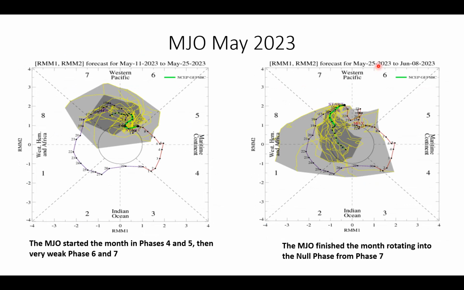Let's take a look at the Madden-Julian Oscillation for May 2023. Over here on the left, I'm showing you May 11th, where this green line, the ensemble mean, or the average of all the ensemble model members, shows the MJO starting the month in phases generally 4 and 5, and then working its way very weakly into phase 6 and 7. And then the MJO finished the month over here on the right, generally rotating into the null phase, this small inner circle here from phase 7. And generally, by the end of the month, that favors really no impacts from the MJO in that case.